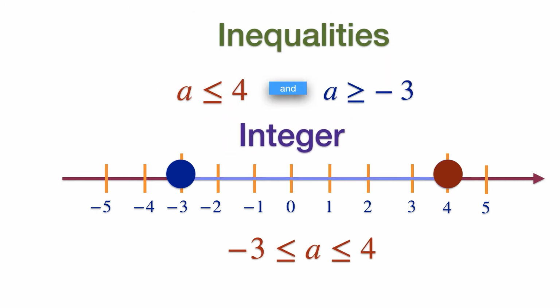If a is an integer value, then a can only take negative, positive, or zero values. So the sandwich inequality tells us that a can only be a whole number between -3 and 4 inclusive.